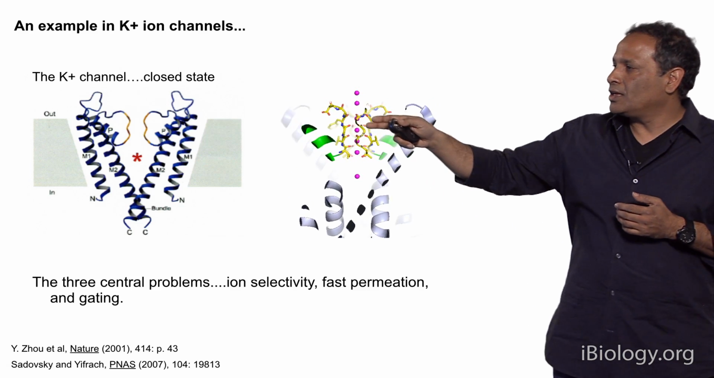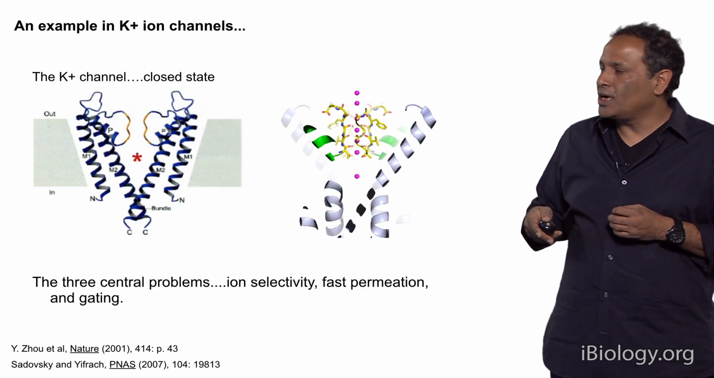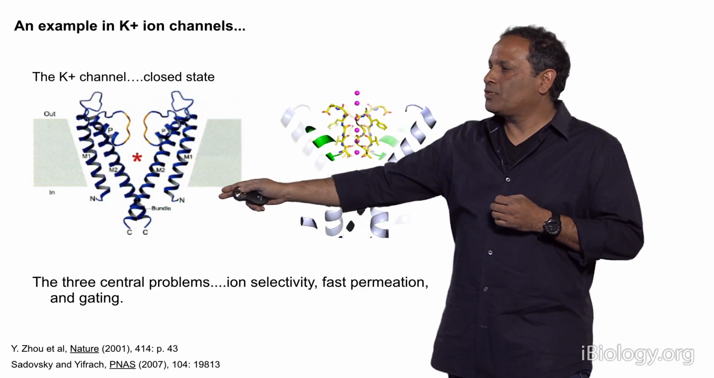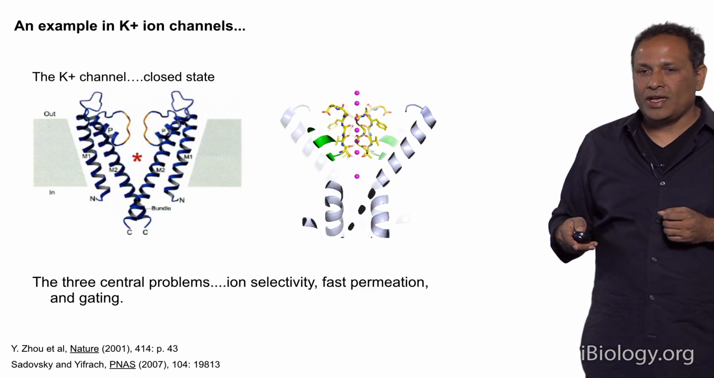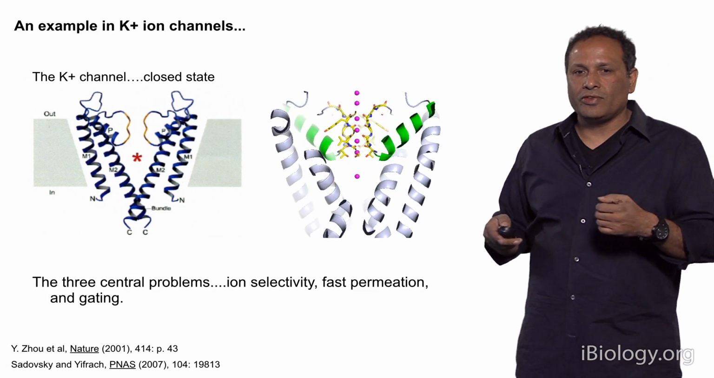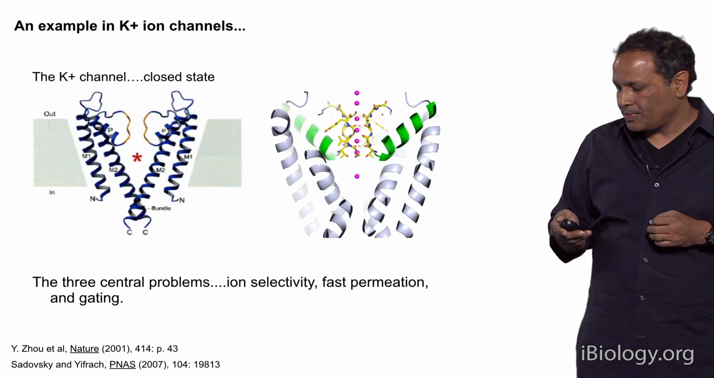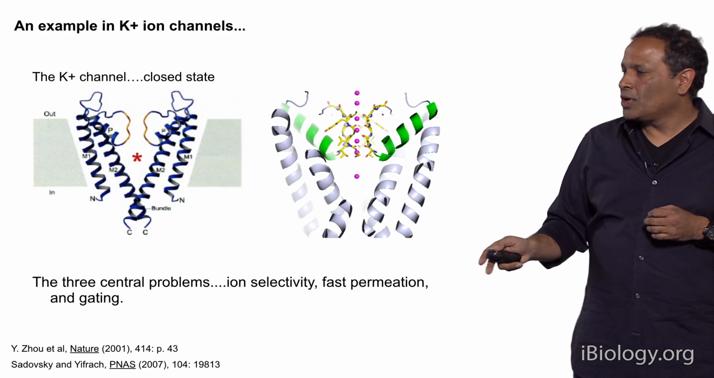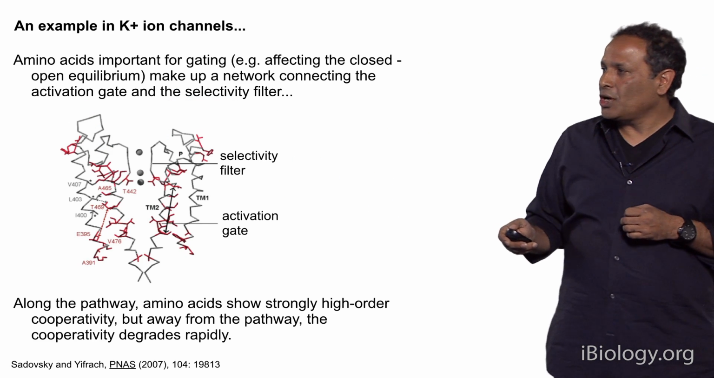That's a narrow region where potassium ions go through the pore in a single file. And then on the internal aspect, near the cytoplasmic face, there's a narrowing of these helices in a region called the activation gate, and that region has to undergo a conformational change to allow the channel to open to conduct ions.